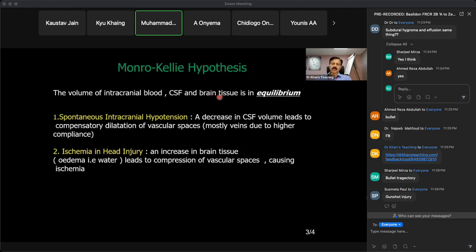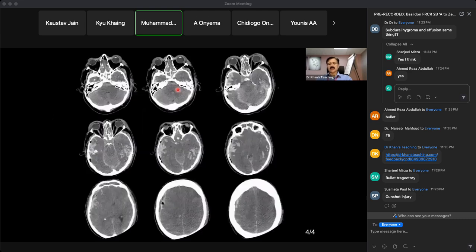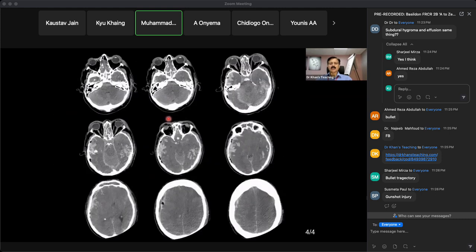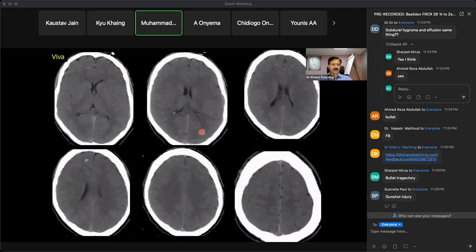Now, if there is edema of the brain, what will happen? CSF, of course, cannot be compressed because it is a liquid. We know liquids cannot be compressed. But the vessels will become compressed, initially veins, then the arteries. And that is why there is ischemia. This concept is asked in the exam. And these are also secondary effects, cerebral edema and ischemia. The white cerebellum sign has also been asked. And in a brain dead type of case, we have already covered it, the pseudo subarachnoid sign. That has also come in the exam.